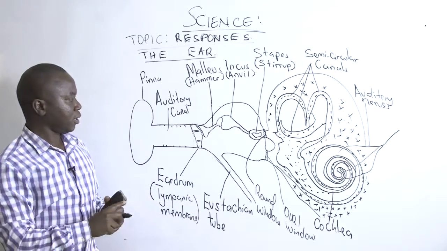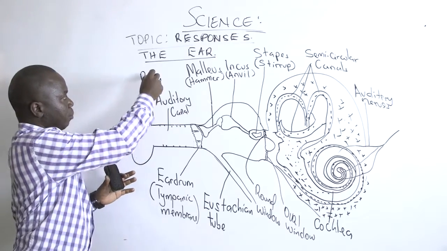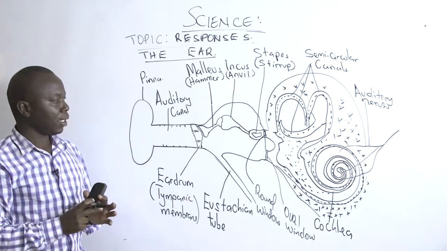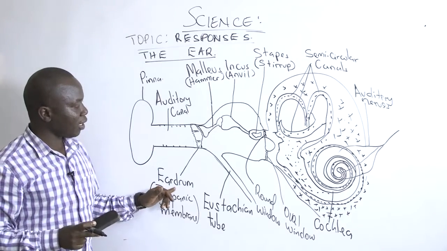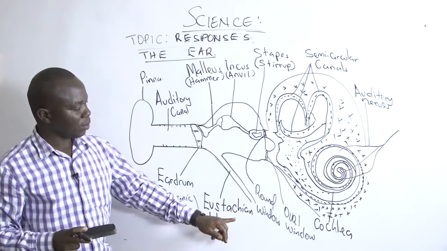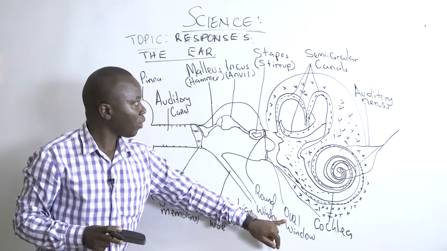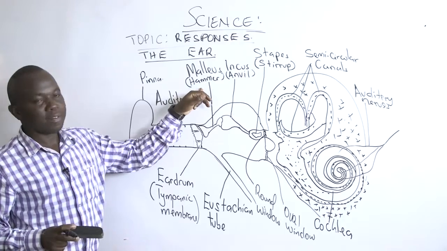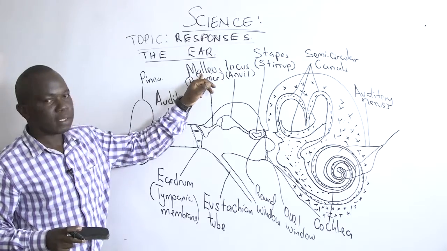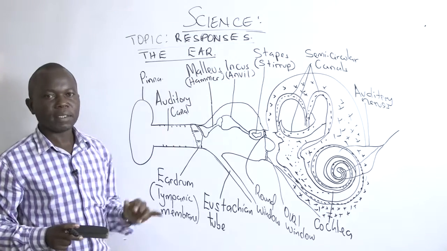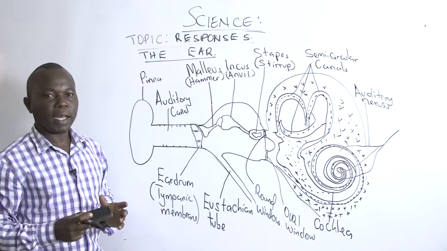So these are the major parts. I've said these two parts, pinna and auditory canal, make the external ear. The middle ear has most of the structures: the eardrum, Eustachian tube, round window, oval window, and a series of three bones, the ear ossicles, malleus, incus, and stapes. The rest of the part is called the inner ear.